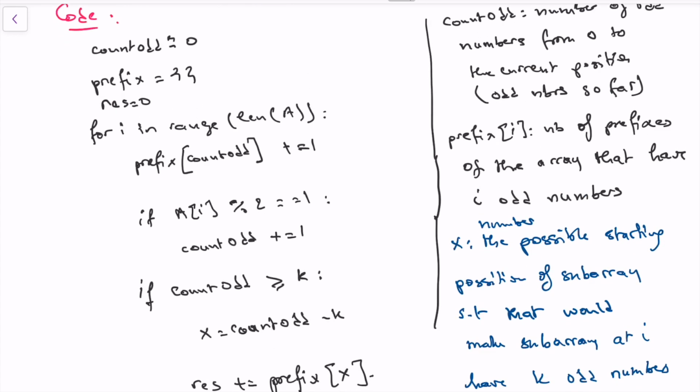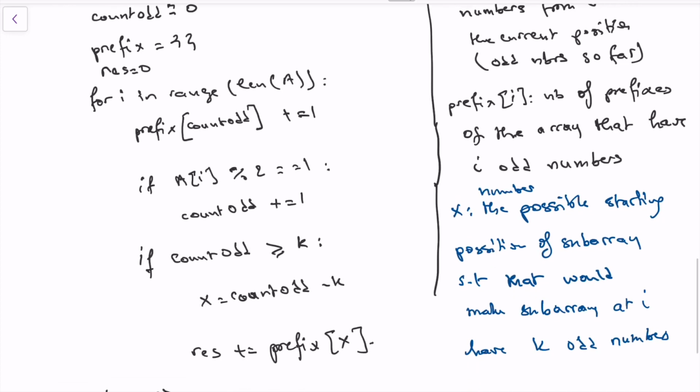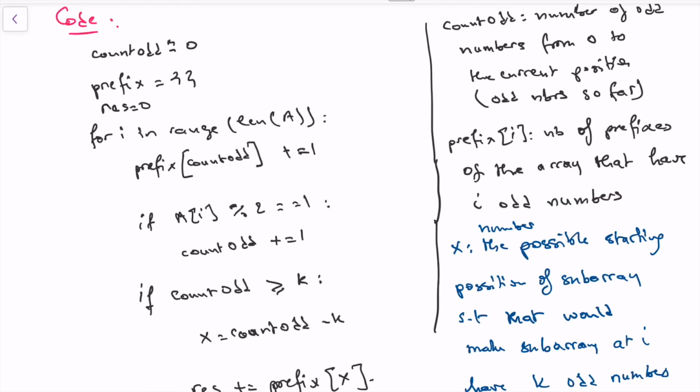I hope this is clear, but the gist of it is that we will keep a prefix array or a map, whichever one you want, that at each position would count, let's say, for one odd number there are 2 prefix arrays that have 1 odd number, or let's say 3 prefix arrays that have 2 odd numbers.